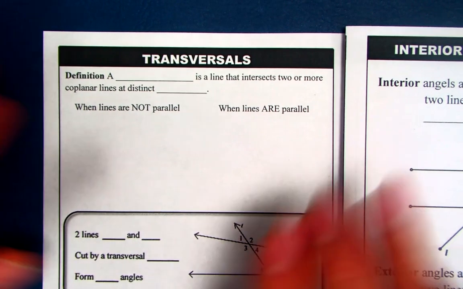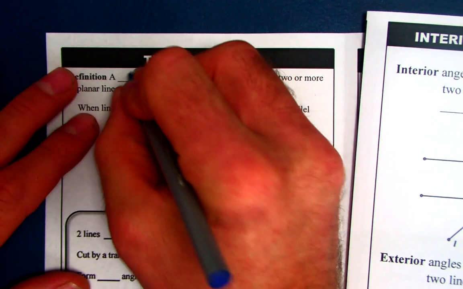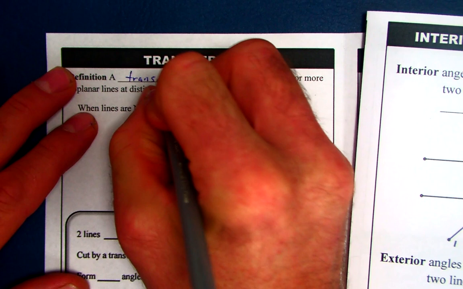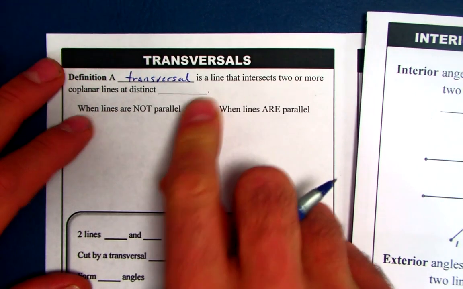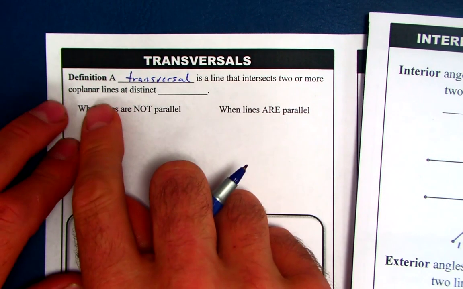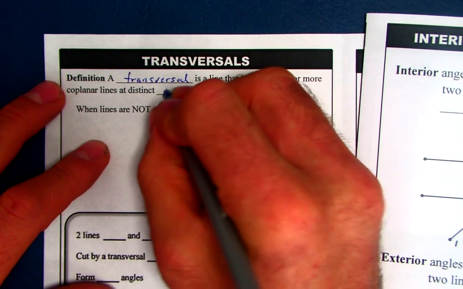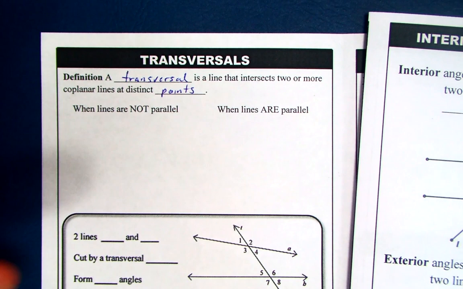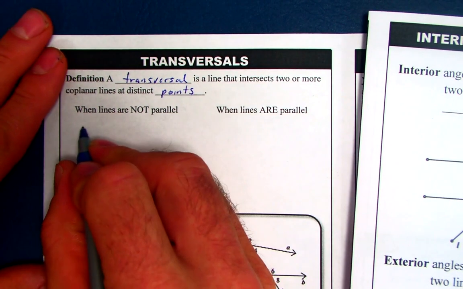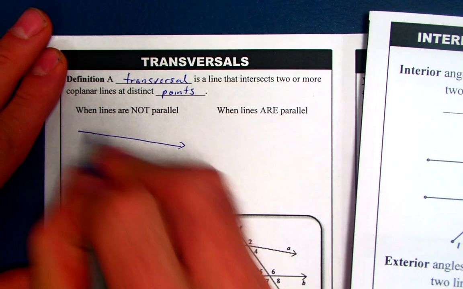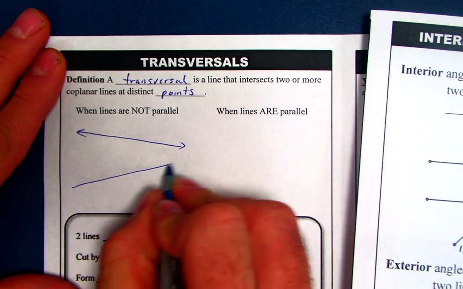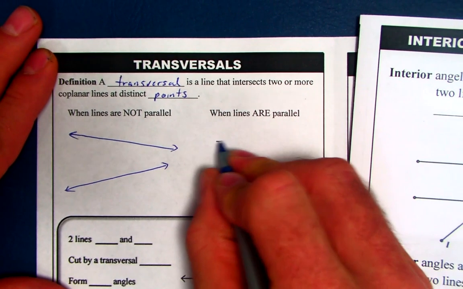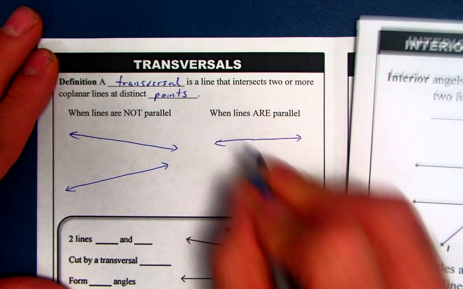All right, so we're going to start off saying that a definition of a transversal is just a line that intersects two or more coplanar lines at distinct points. Okay, so it has to intersect the two lines at different places. So we can have two lines that are not parallel, something that looks like this, or we can have two lines that are parallel.